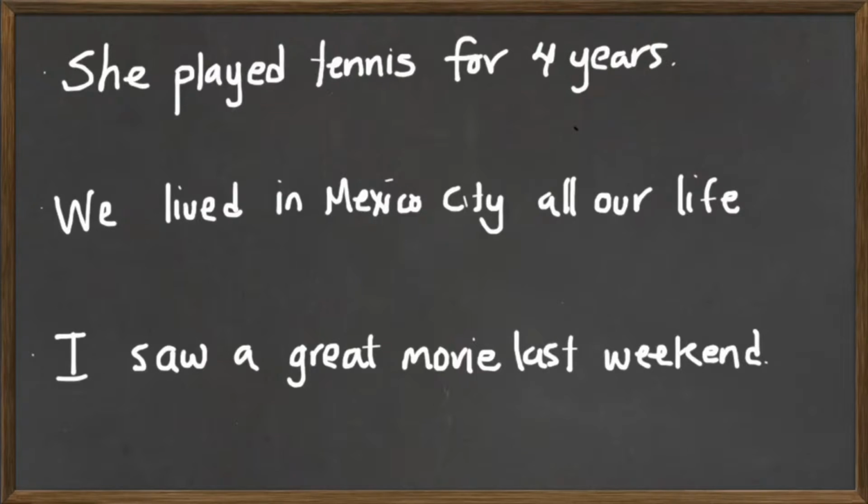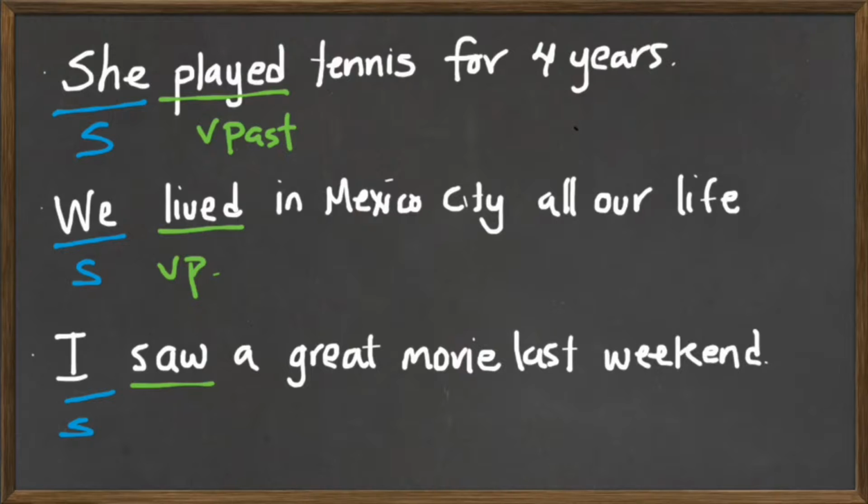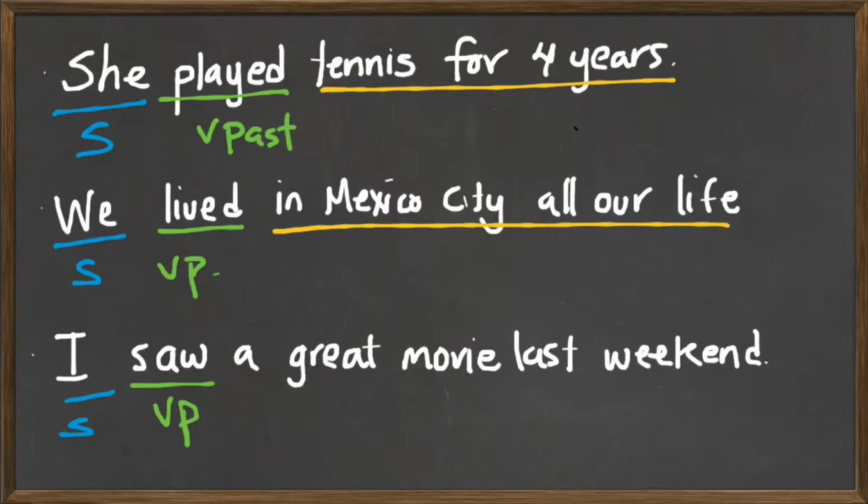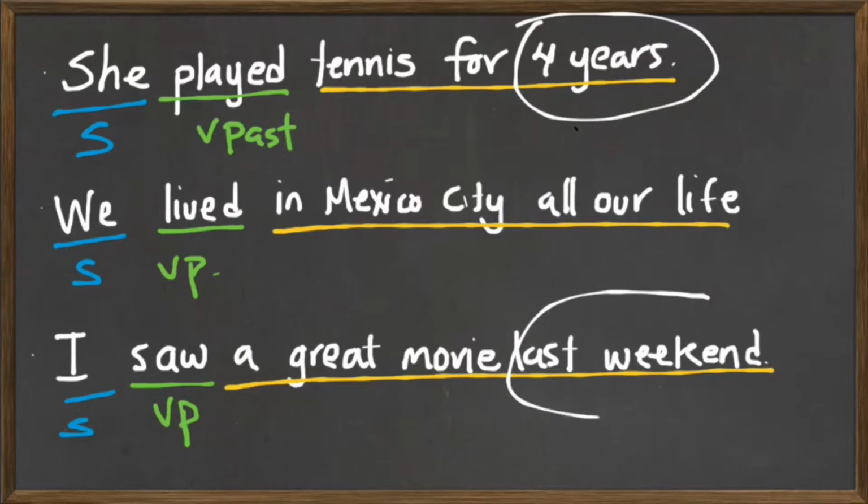Let's label these and see if they follow the formula. We have she, we, and I, and they are the subject. Do we have a verb in the past form? Yes, we do. We have played, past. We have lived, and we have saw. Do we have a complement? Yes, we do. Tennis for 4 years, in Mexico City all our life, and a great movie last weekend. Do we happen to have a time expression? Yes, we do, sir. We have 4 years and we have last weekend.